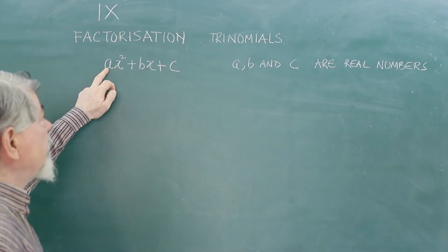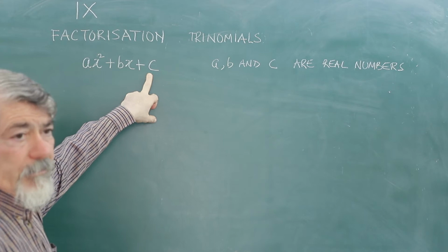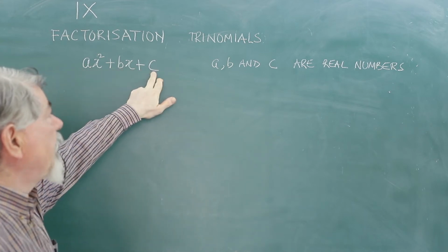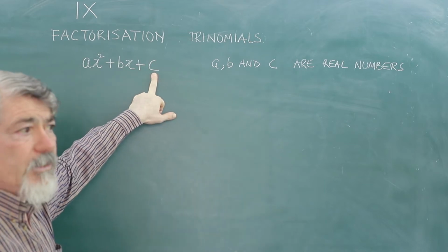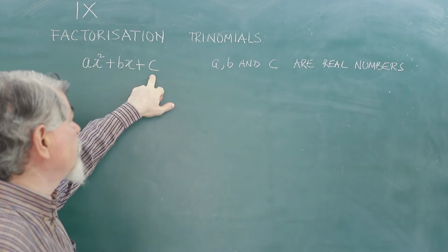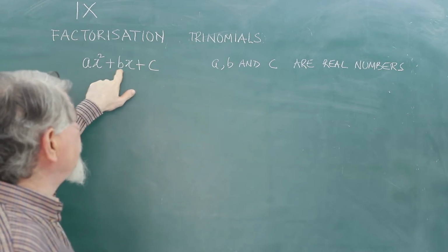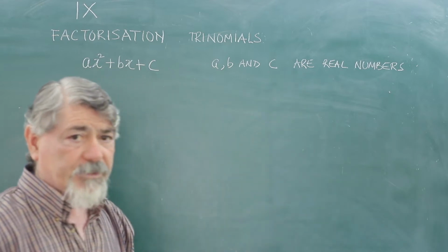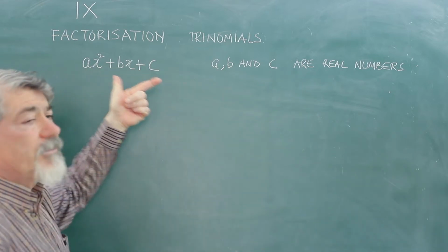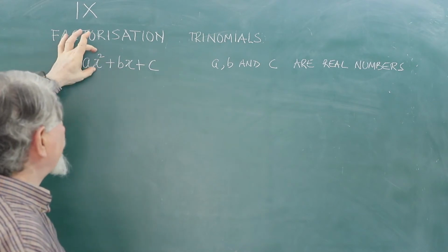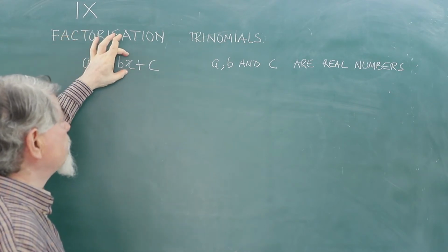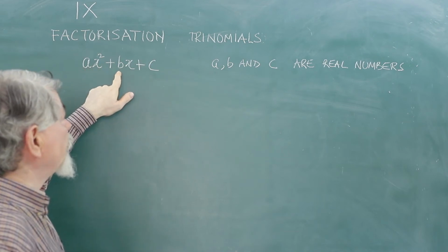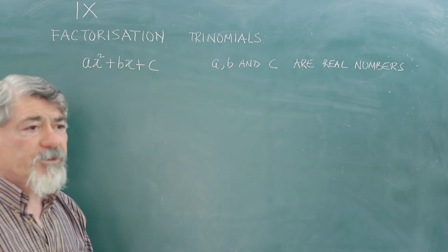They are of the kind ax square plus bx plus c, which will have an x square term, an x term, and a constant or absolute term. Ax square plus bx plus c, where a, b and c are real numbers. This is called a trinomial. Three terms are there. One term is x square, one term is x, one is constant. A is the coefficient of x square, b is the coefficient of x, and c is absolute.